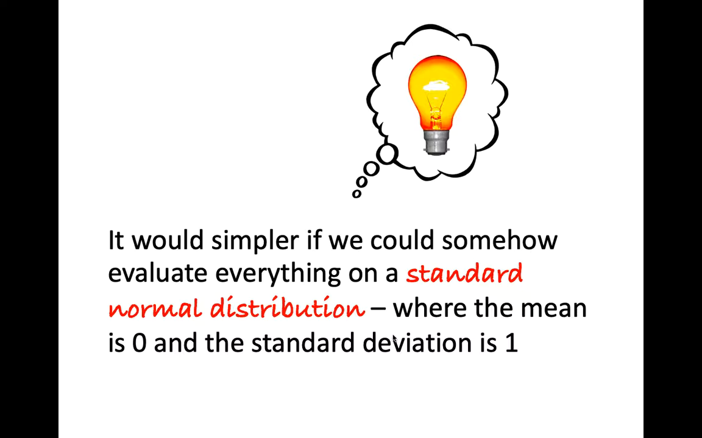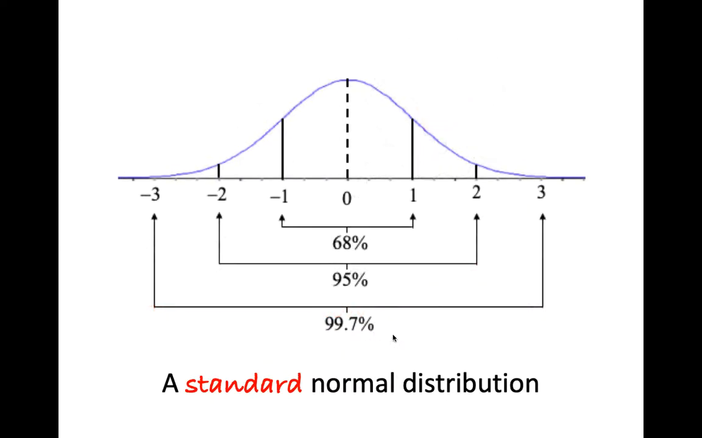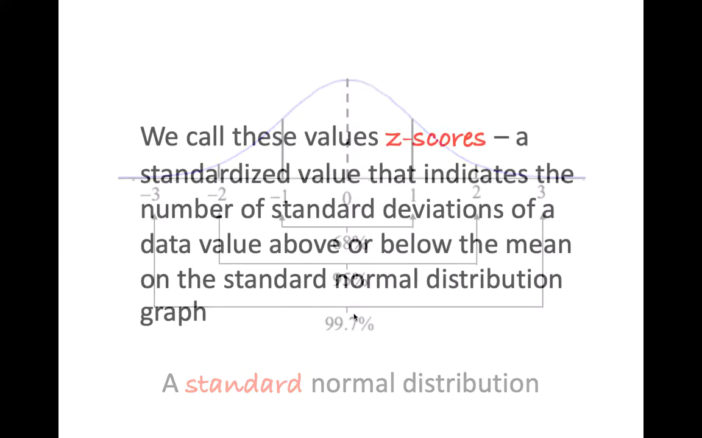Well, it so happens there is such a thing, and that is where the mean is a 0 and the standard deviation is exactly 1. And it looks like this, a very simple, normally distributed graph. You've got a mean of 0, you've got the standard deviations that are clearly just 1, and you have your percentages as you're used to from the last video. We call this the standard normal distribution.